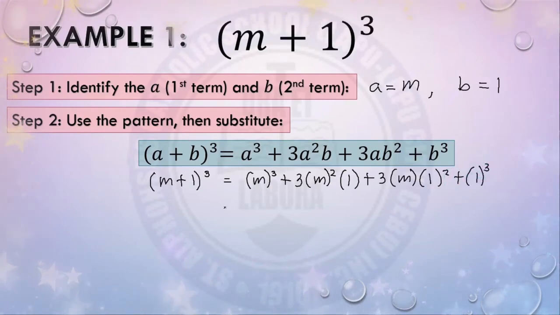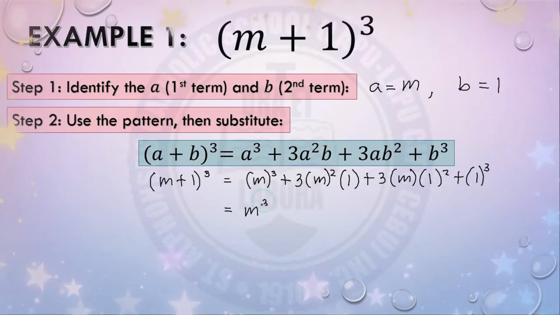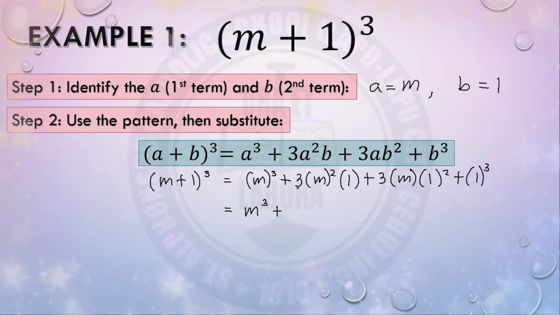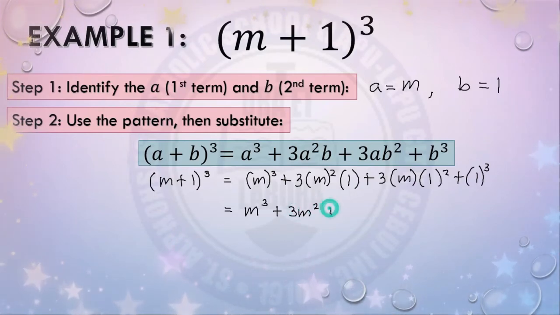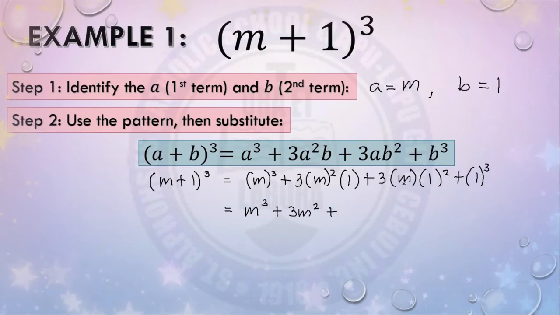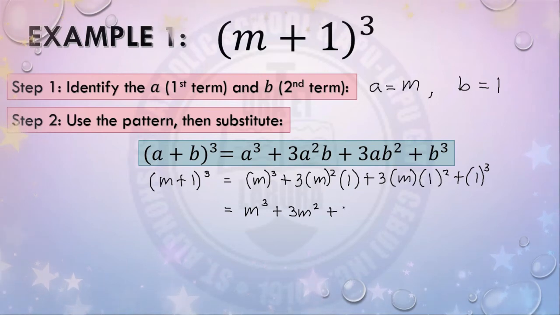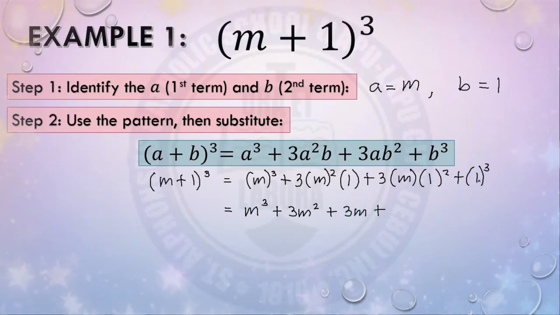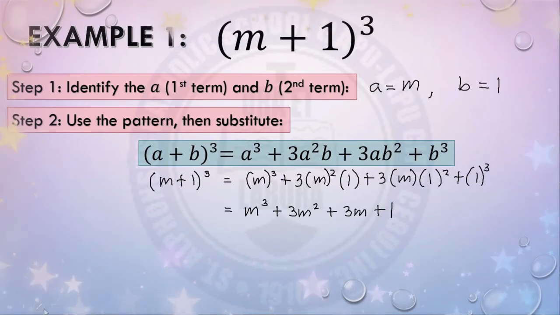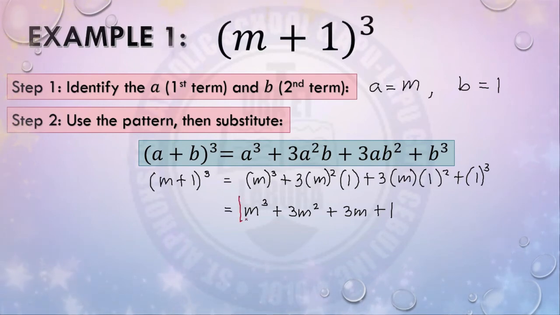Then simplify. This is m cube plus, what is m squared? So still m squared times 3 times 1, that is 3m squared plus 3m times 1 squared. 1 squared is 1 times 3, still 3m, plus what is 1 cube? That is 1 times 1 times 1, and the answer is still 1. Then that's it. That is now our final answer. And what are you going to do? Yes, you will box your final answer.